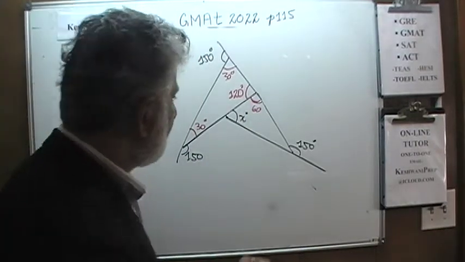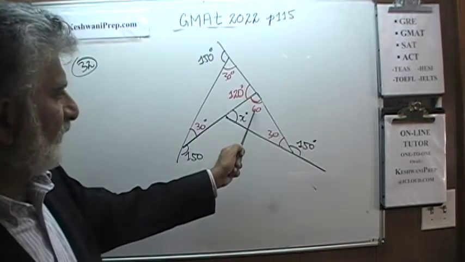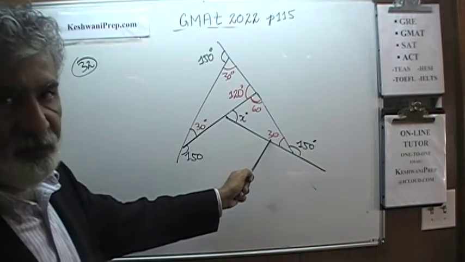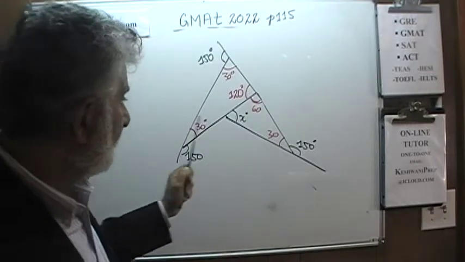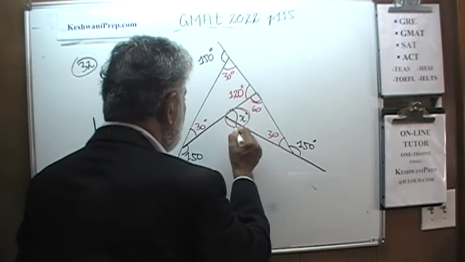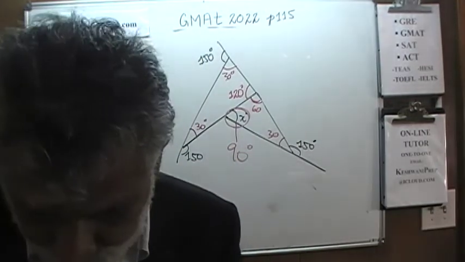Similarly, if this is 150, this would have to be 30. So if this is 30 and this is 60, 30 plus 60 is 90, and since the sum of the angles in any triangle has to be 180, as we just said, this guy, the remaining guy, X, would have to be 90 degrees.